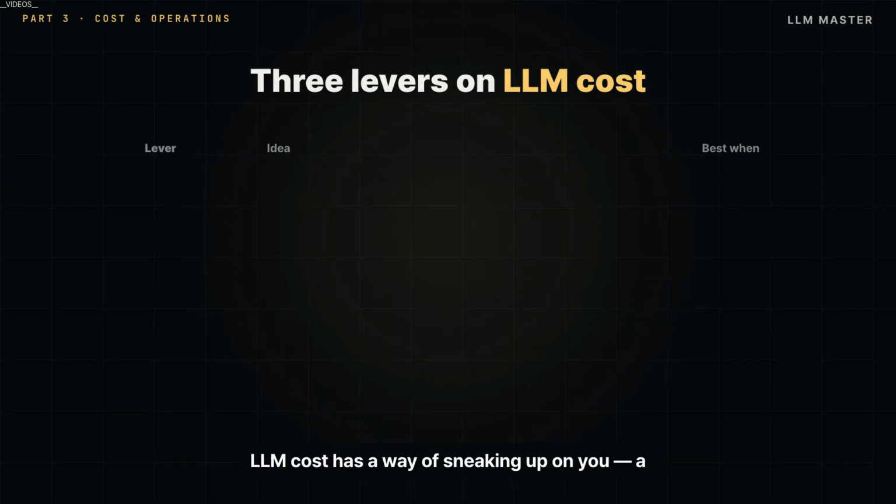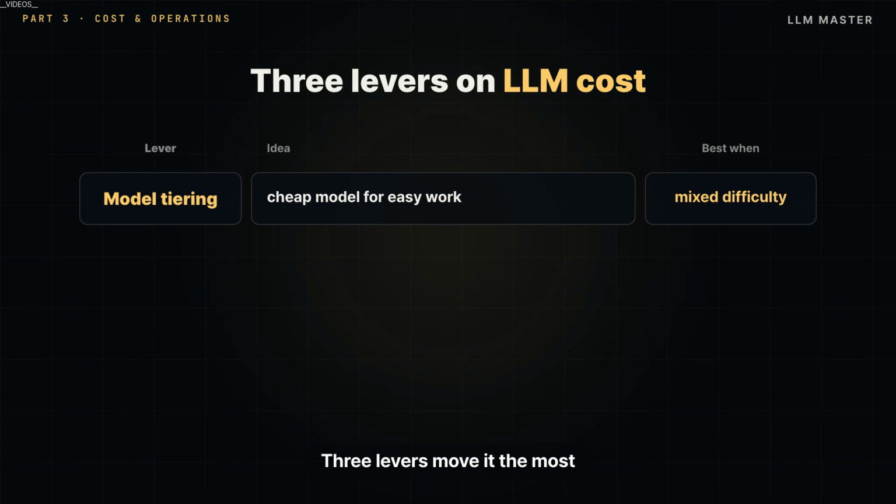LLM cost has a way of sneaking up on you. A feature that's cheap in the demo becomes a 5-figure monthly bill at scale. 3 levers move it the most. Model tiering. Don't send every request to your most expensive model.